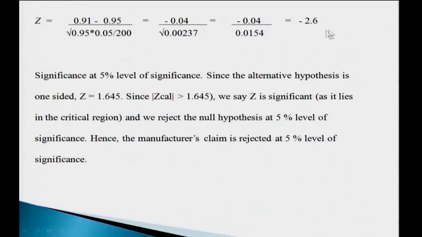So, calculated is 2.6, take the modulus. So, ZCal with 1.645, ZCal would be greater than 1.645. Hence we will say it is significant, it lies in the critical region, not in the acceptance region. We reject the null hypothesis, hence the manufacturer's claim is rejected at 5% level of significance.